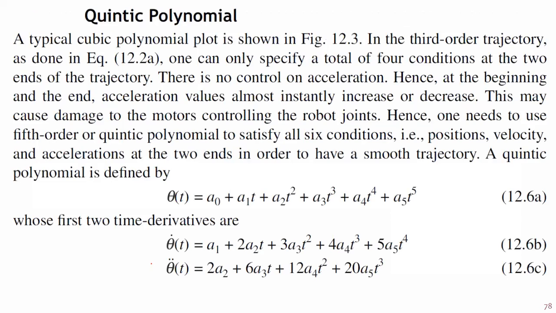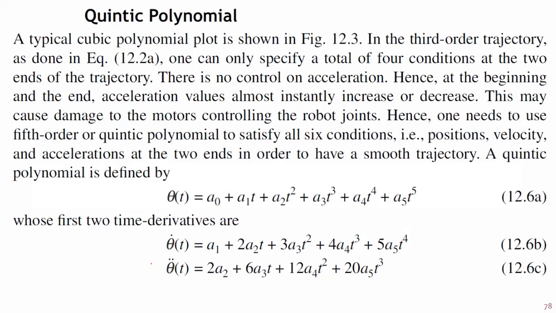Quintic polynomial. A typical cubic polynomial plot is shown in figure 12.3. In the third order trajectory, as done in equation 12.2a, one can only specify a total of 4 conditions at the two ends of the trajectory. There is no control on acceleration, hence at the beginning and the end, acceleration values almost instantly increase or decrease. This may cause damage to the motors controlling the robot joints.